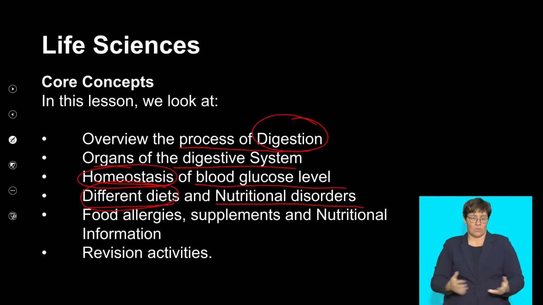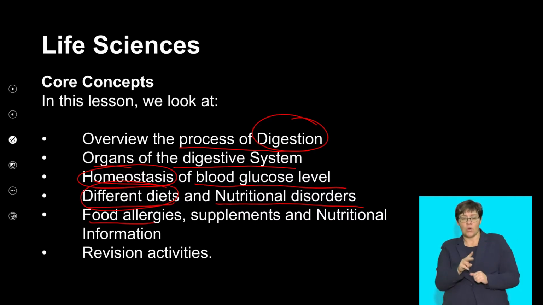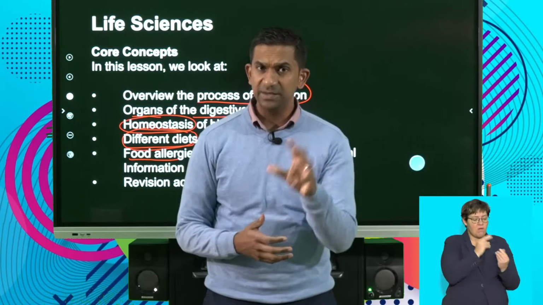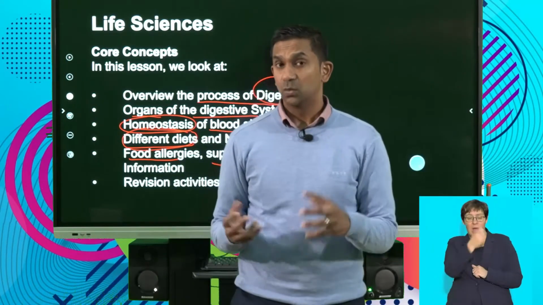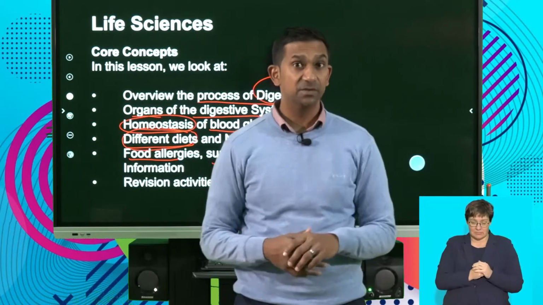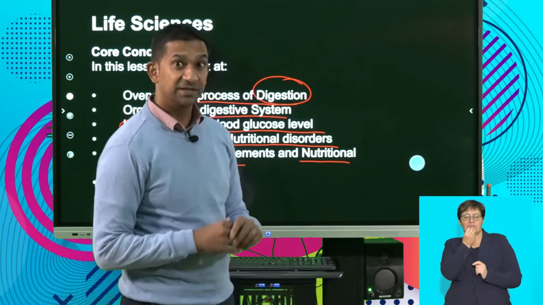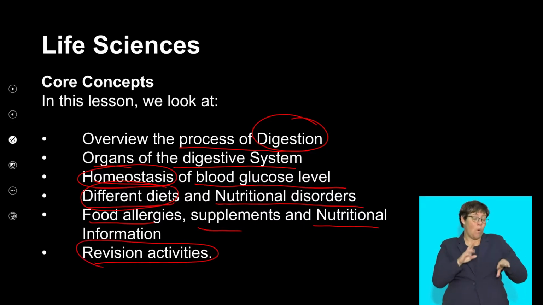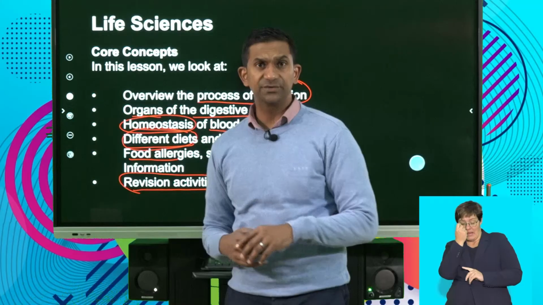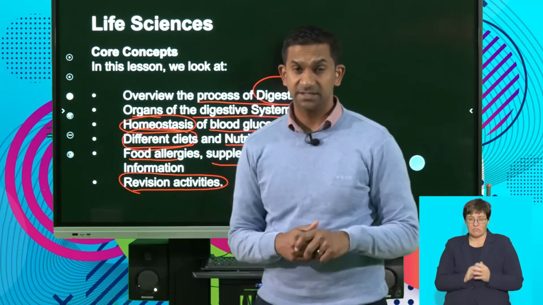And finally, we're going to spend some time looking at what allergies are, supplements, as well as reading nutritional information. We often buy food products and we see a little table of all the different nutrients on them. It's important that you understand what that table means. So we'll spend some time looking at that nutritional information that we see on the packaging. And finally, we'll hopefully get to some revision activities where we can apply our understanding from the lesson in attempting a few questions.